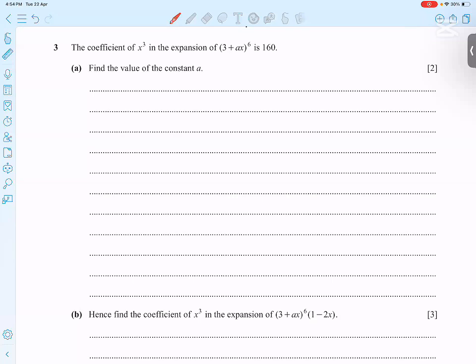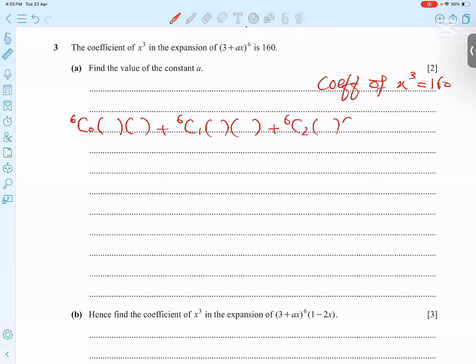Question number 3: the coefficient of x cube in this expansion is 160. It means the coefficient of x to the power 3 is equal to 160, and he is asking for the constant. The next part also talks about x cube, so we have to keep our eye on the second part as well. First of all, I'm going to expand: 6C0, 2 brackets, 6C1, again 2 brackets, 6C2, 2 brackets, and lastly 6C3 and 2 brackets.